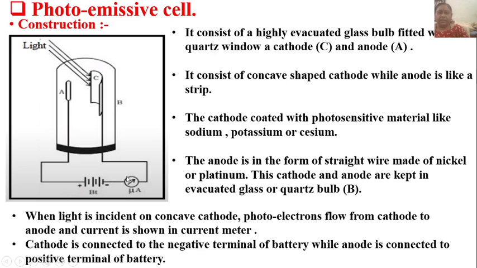See in figure, there is a current meter, microammeter, that shows the current here. Cathode is connected to negative terminal of battery while anode is connected to the positive terminal of battery, see in figure, and that cathode is connected to negative terminal of battery.